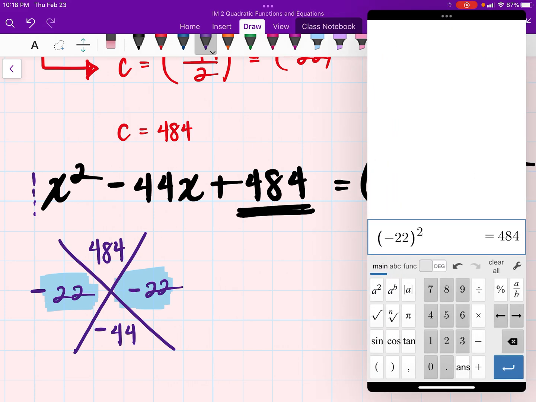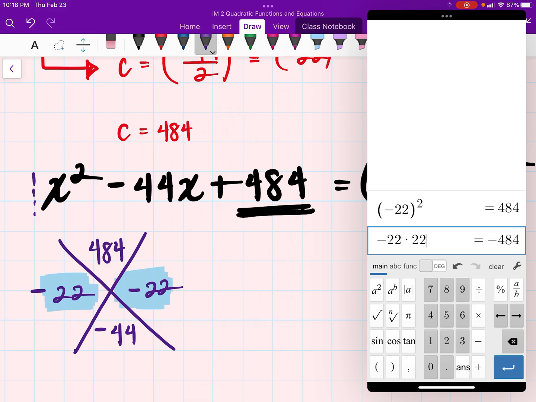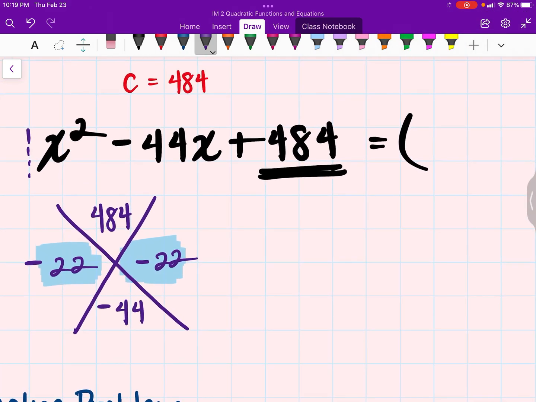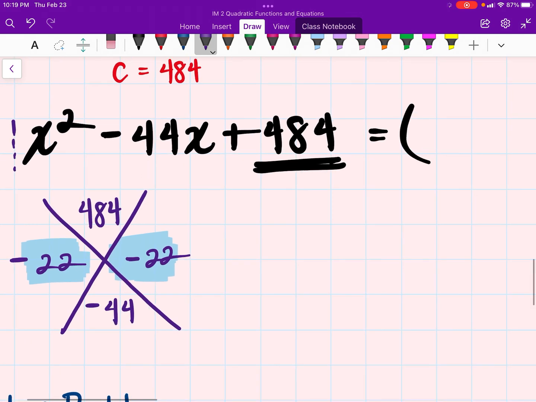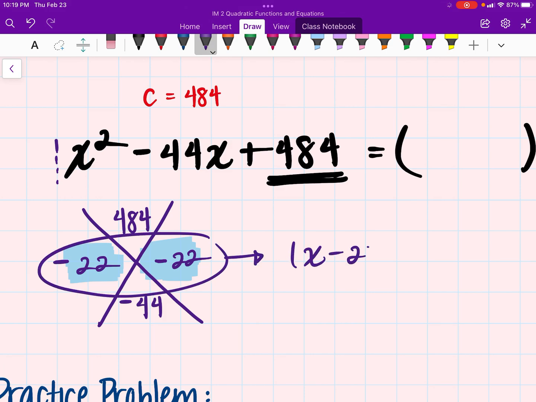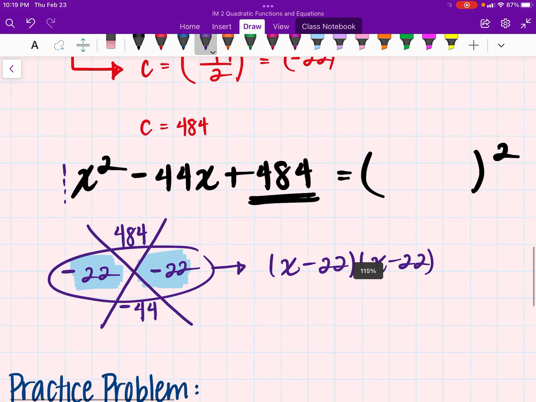If we do negative 22 times negative 22, we get 484. And if we do negative 22 plus negative 22, we get negative 44. So because our leading coefficient is a 1, we can rewrite this expression, these binomials, as x minus 22 times x minus 22, or we could express it as x minus 22 squared.